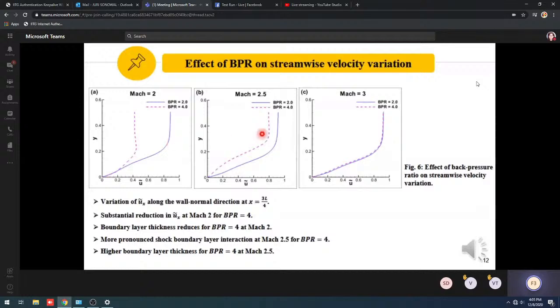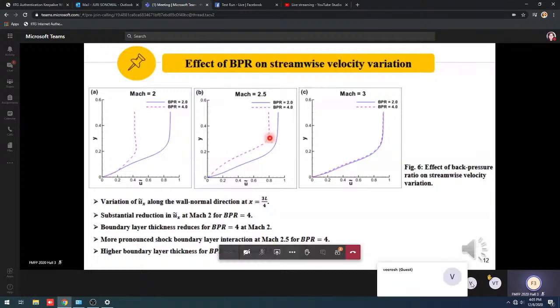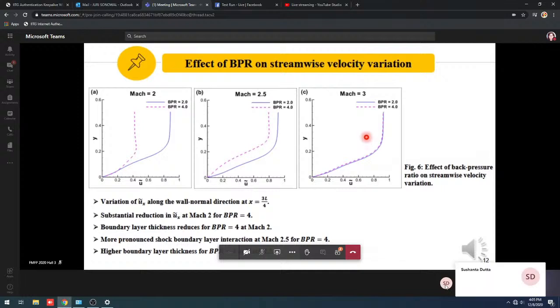Similarly, at Mach 2.5, if I increase the back pressure ratio from 2 to 4, we can observe that there is an increase in the boundary layer thickness due to the shock boundary layer interaction. At Mach 3, the effect of BPR is not even felt. That is, there is no substantial change in the streamwise velocity as shown in figure C.